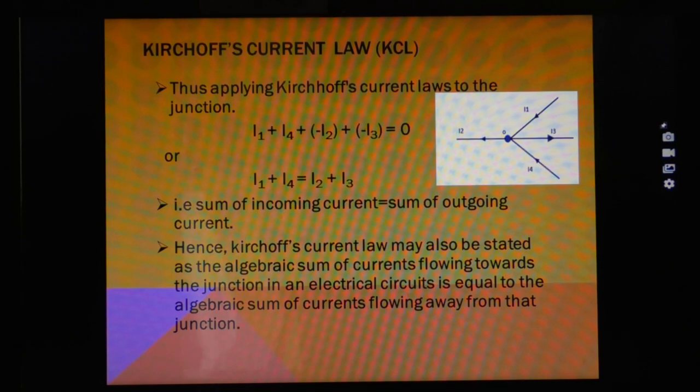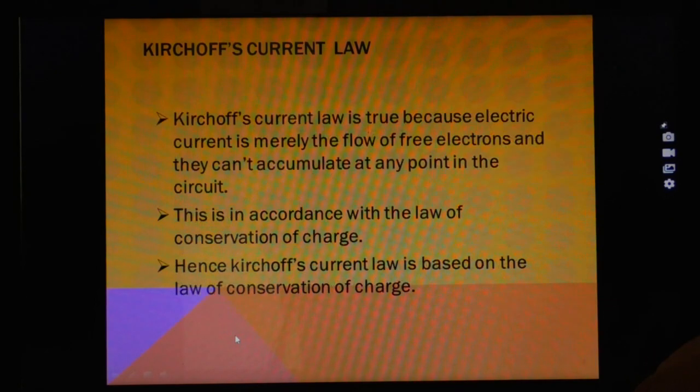What does it mean? Read it, students. It means the algebraic sum of all the current moving towards the junction is equal to the algebraic sum of all the currents moving away from the junction. That is, sum of incoming current is equal to sum of outgoing current. Hence, Kirchhoff's current law may also be stated as the algebraic sum of currents flowing towards the junction in an electrical circuit is equal to the algebraic sum of currents flowing away from that junction.